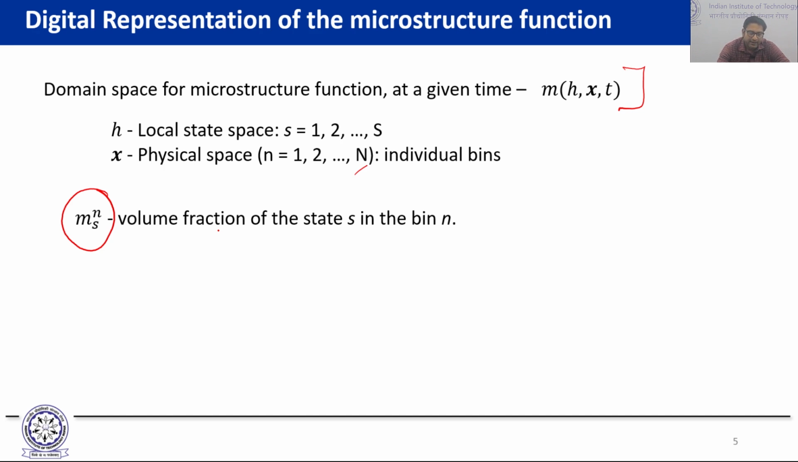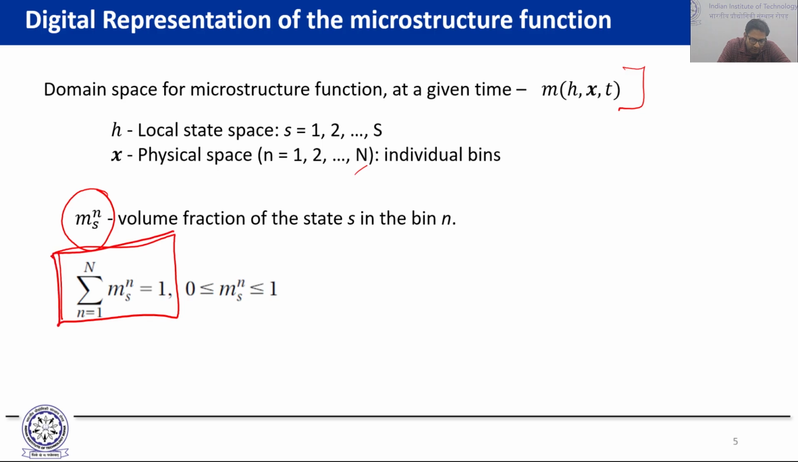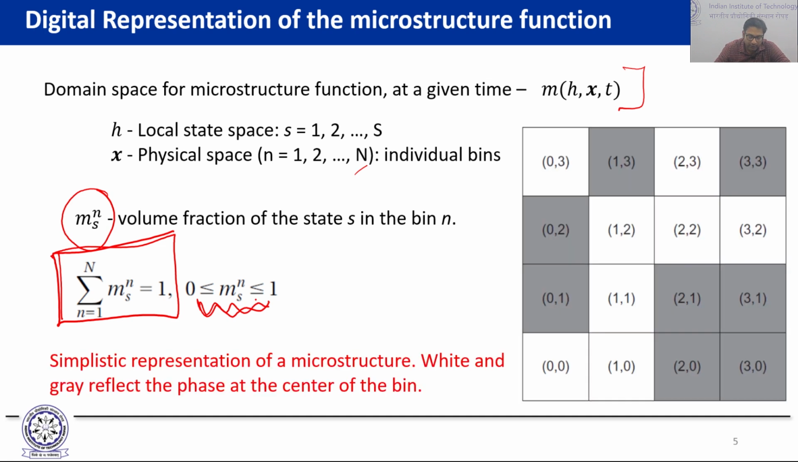All right. And so since the total phase fraction over all of the bins is going to be 1, you will have this summation relation hold, that when you are summing over MSN starting from n is equal to 1 to n, that value is going to be 1, and therefore individually you have this relation that MSN lies between 0 and 1.